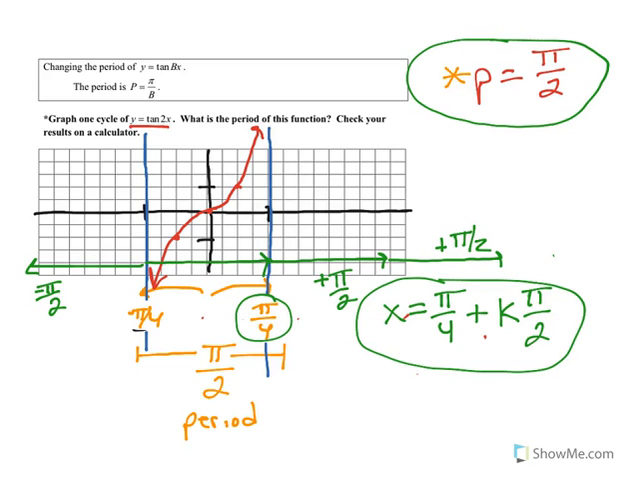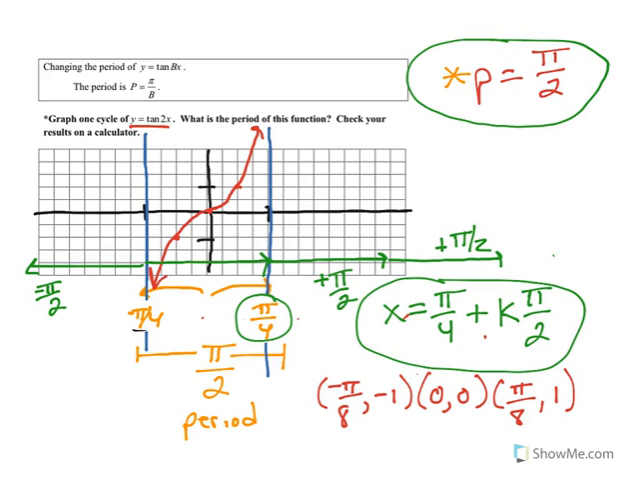So if it's negative pi over 4 to the asymptote on the left, then halfway to pi over 4 is an eighth. So it's going to be negative pi over 8, comma -1 for a y value. 0, 0 for the center value at the origin, and then pi over 8, comma 1 for the other ordered pair. So that's kind of your 3 key points.